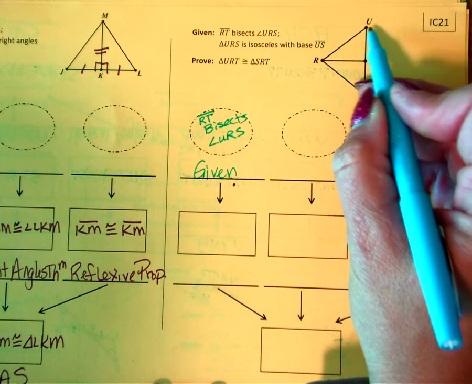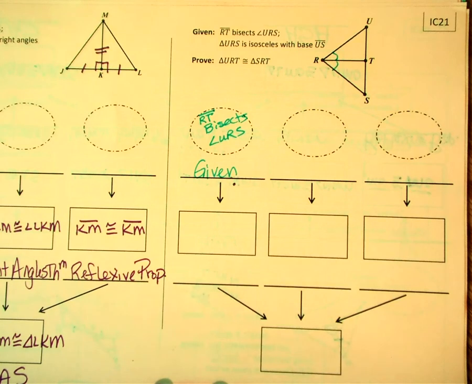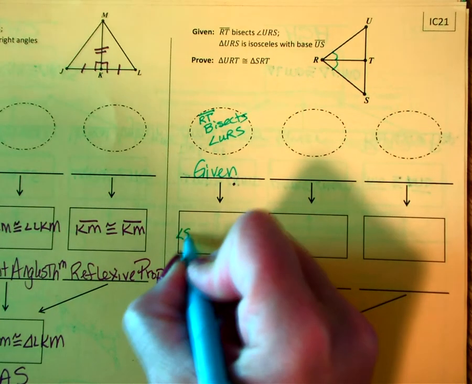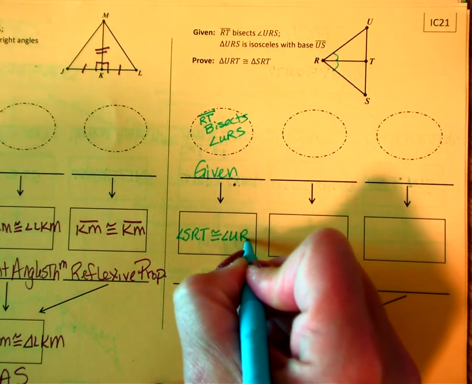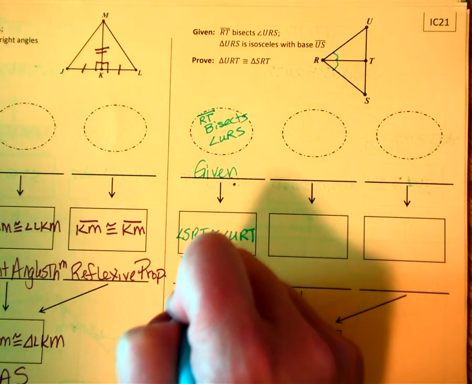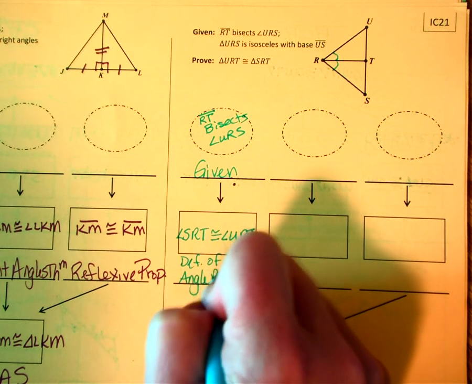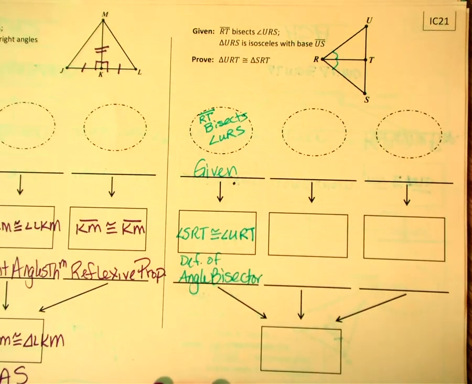So if RT bisects angle URS, that tells us that to make equal angles. So I can say that angle SRT is congruent to angle URT based on the definition of angle bisector. Okay.